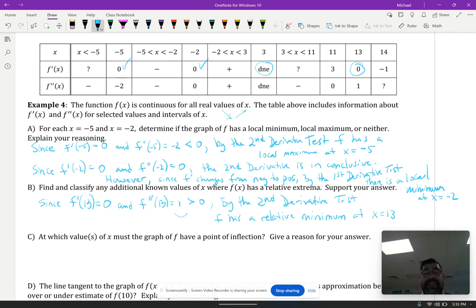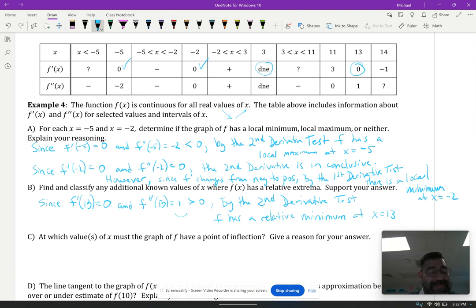Yes, it worked. So notice here's a situation where the function is not given to me in terms of an equation. So I can't just take the derivative and take the derivative again, but I have some values of the first and second derivative, and in this case, enough values to do some analysis.